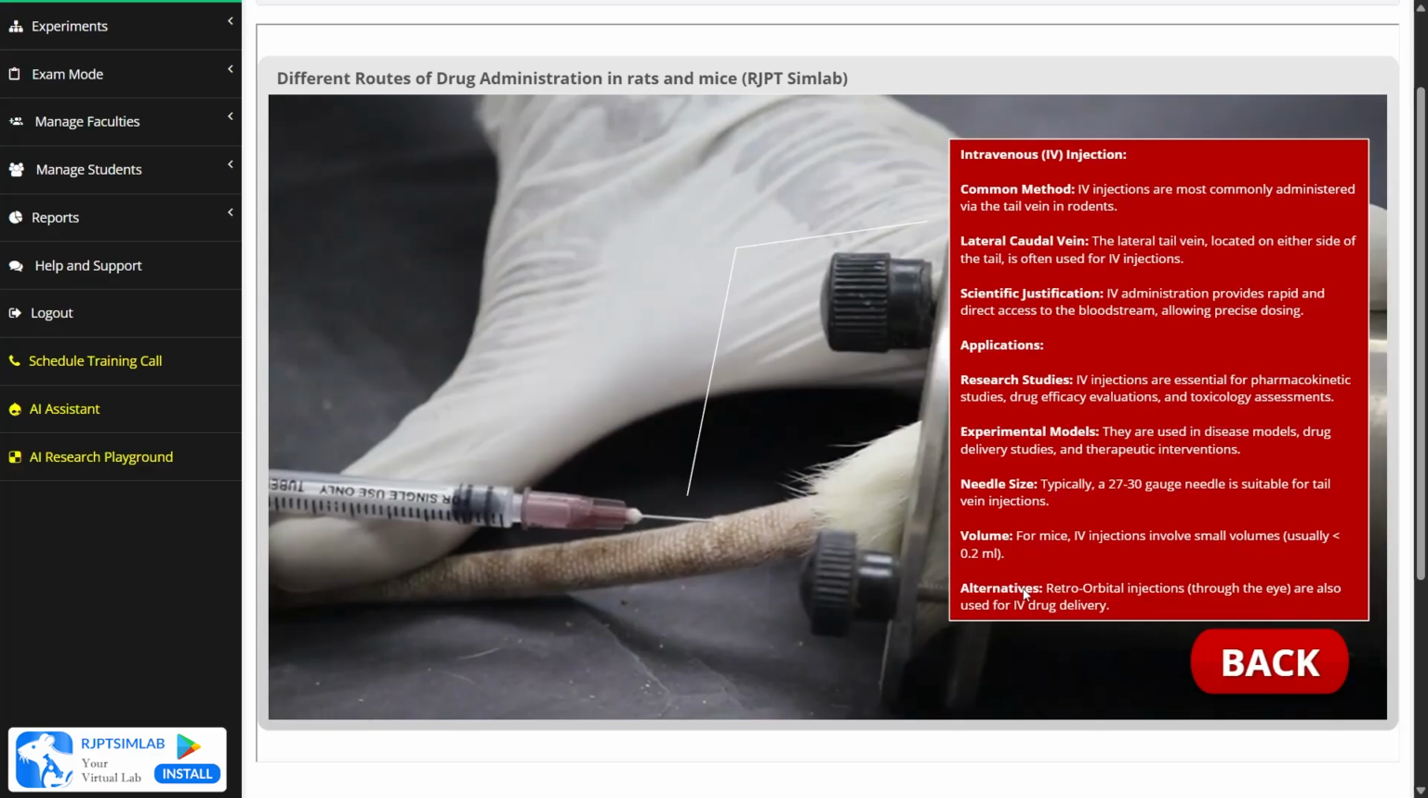Alternatives of this method: retro-orbital injections through the eye are also used for IV drug delivery. The alternative for this method is the retro-orbital route. We insert the needle into the retro-orbital region, and that is the alternative of this method.